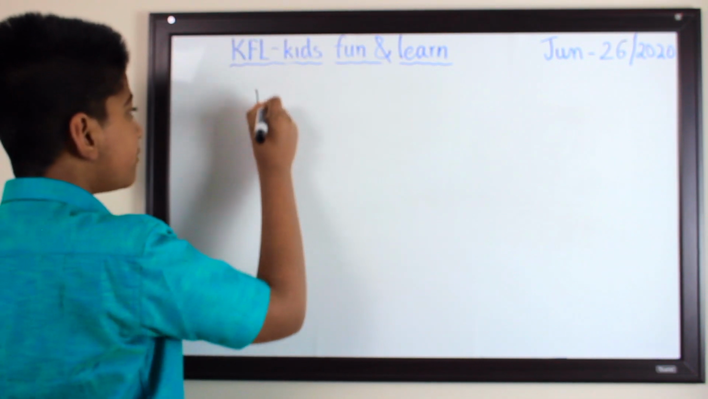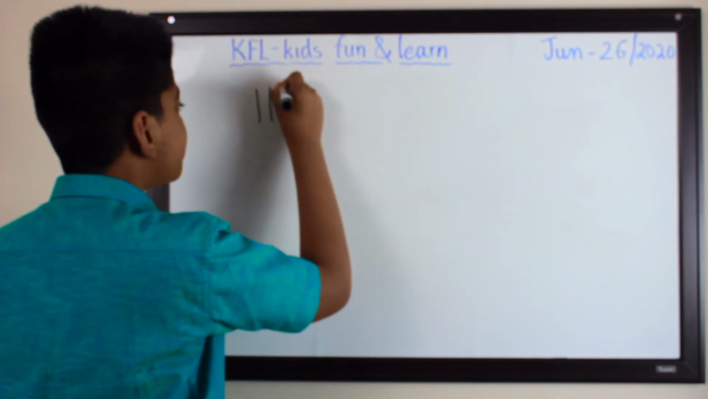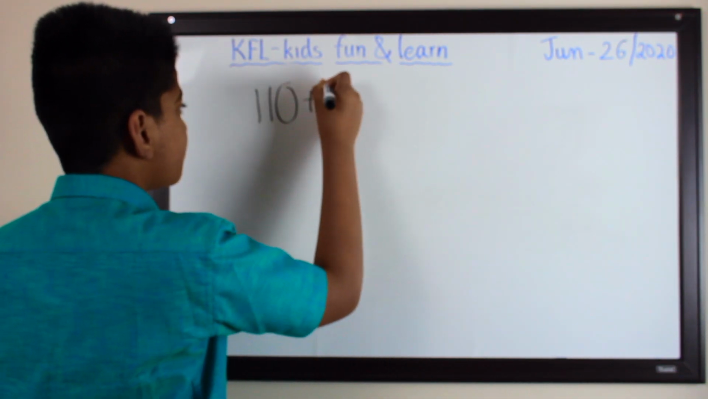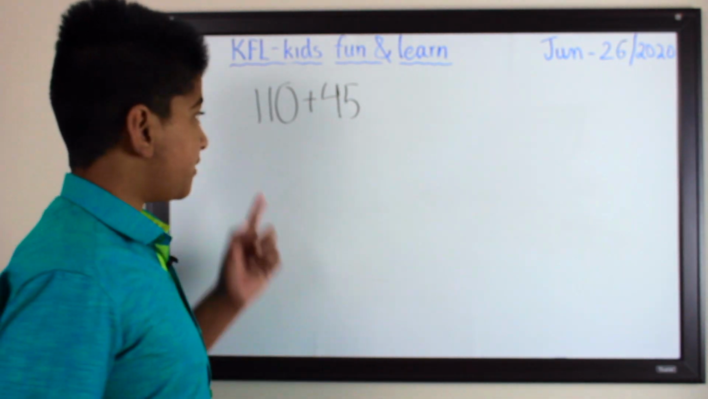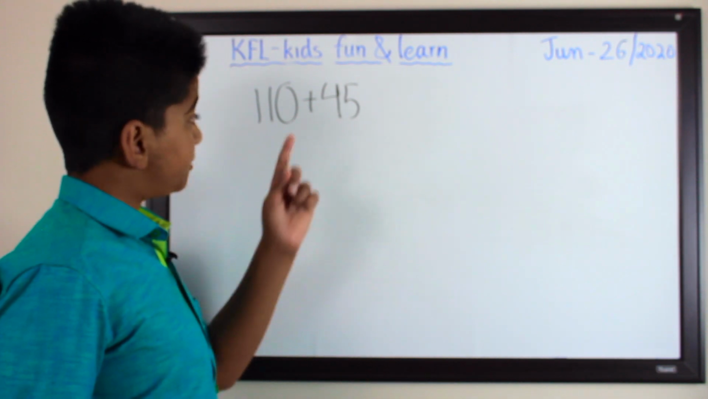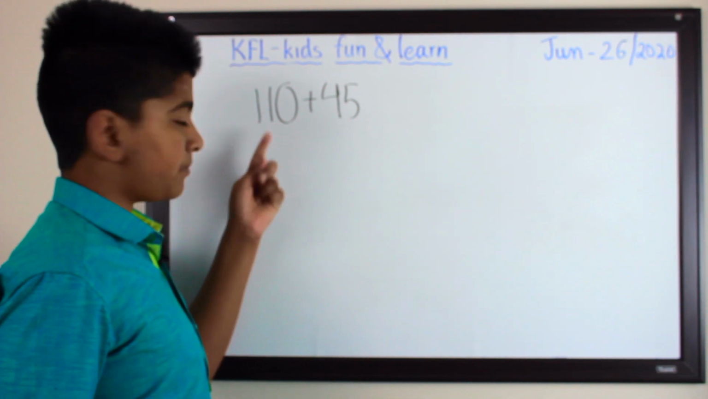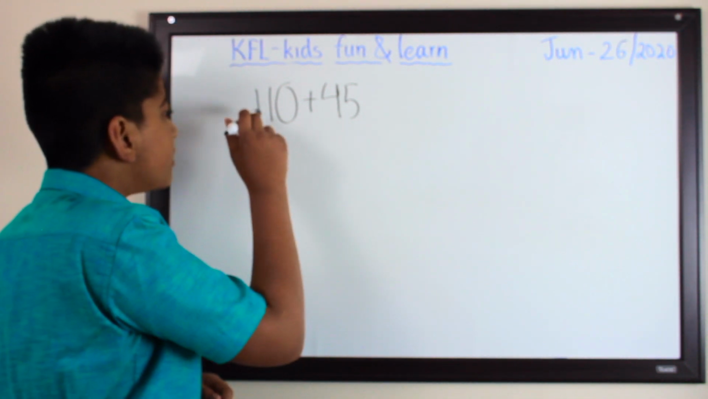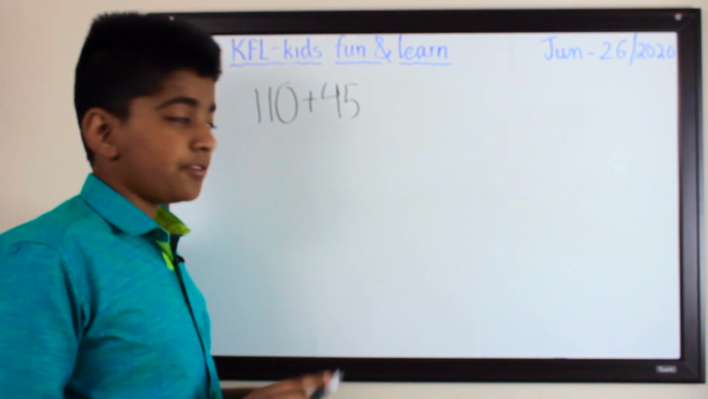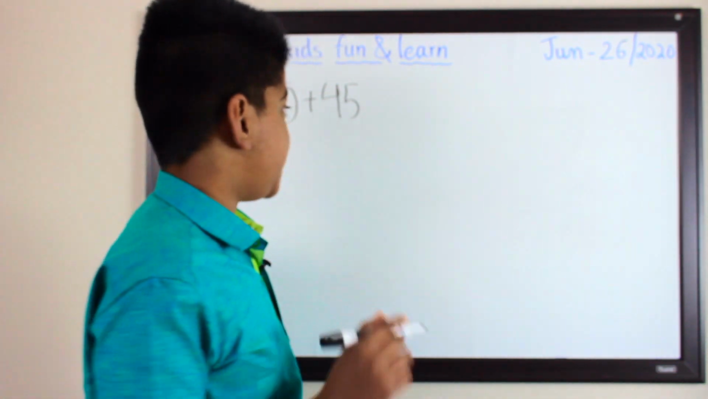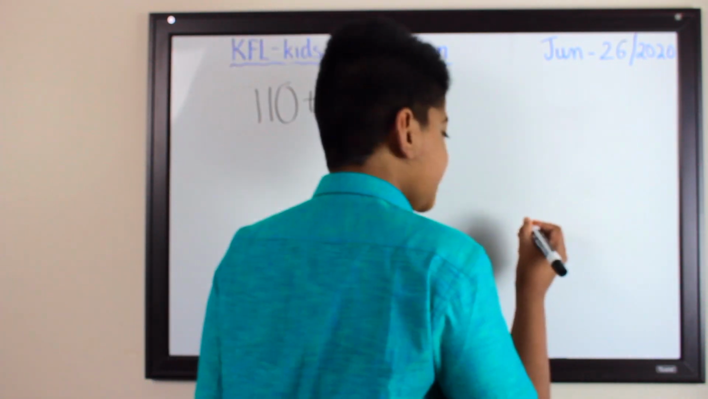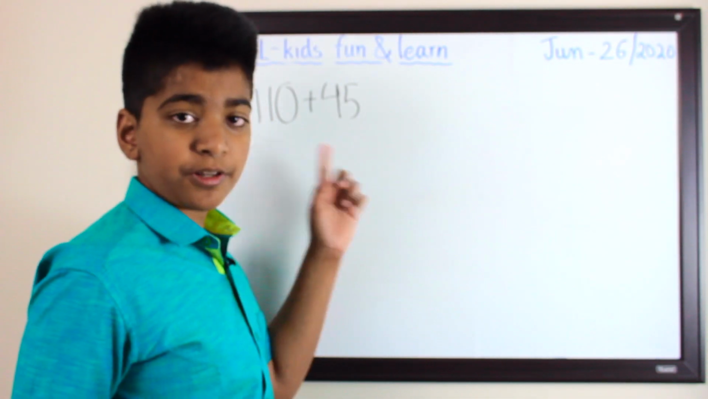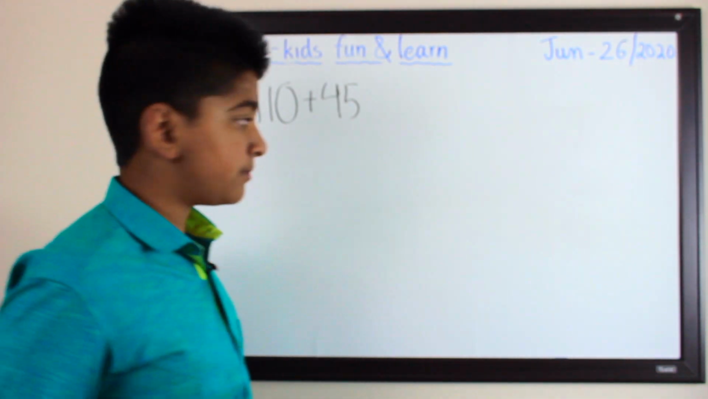How about 110 plus 45? Okay? 110 plus 45. This is a 2-digit number, this is a 3-digit number. Okay? Because it has 1, 2, 3 digits. To add these, like before, we need to stack them on top of each other, okay? So let's do that. Remember, when you're stacking numbers on top of each other, put the bigger number on top and the smaller one on the bottom, because it will be easier to add.